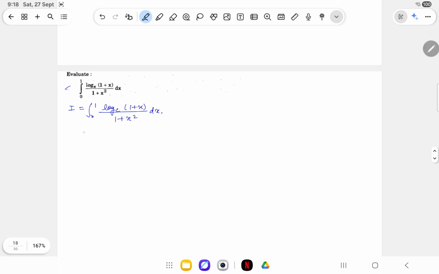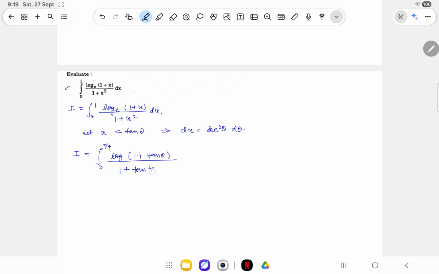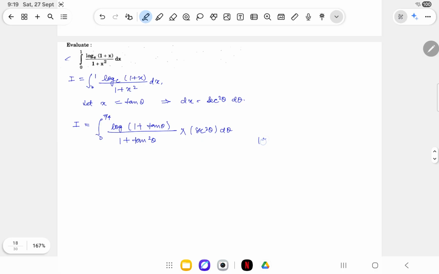In this question, I assume x to be tan theta, then d of x will be sec square theta d theta. Now let's replace these values in I. So my I reduces to, when x is 0, theta is 0, and when x is 1, theta is pi by 4. So the limit changes from 0 to pi by 4. Integration log (1 plus tan theta) divided by 1 plus tan square theta into dx, that is sec square theta d theta. And we know that 1 plus tan square theta is equal to sec square theta.